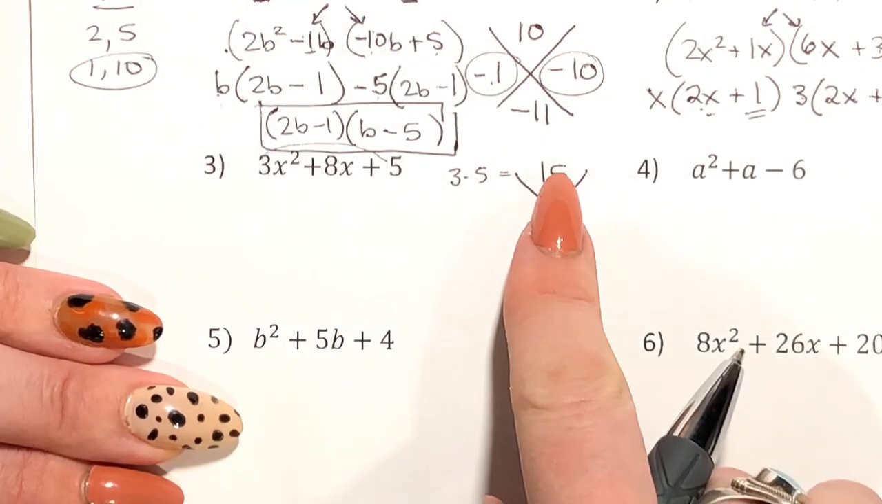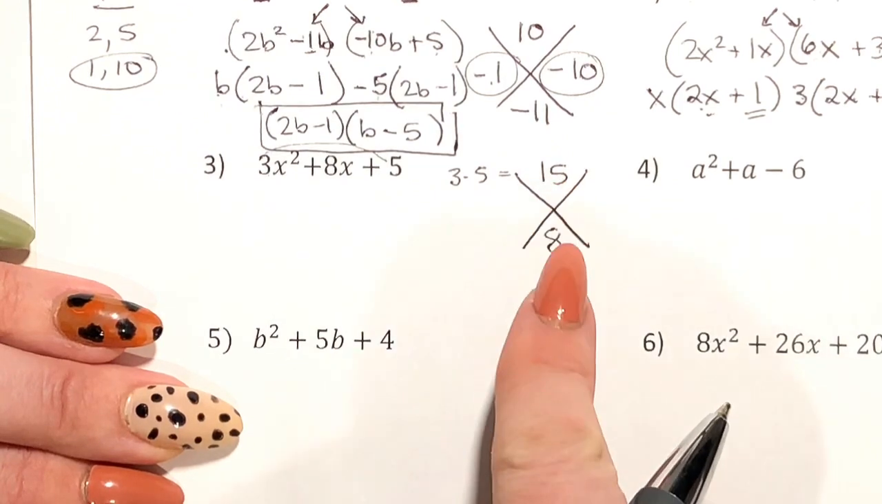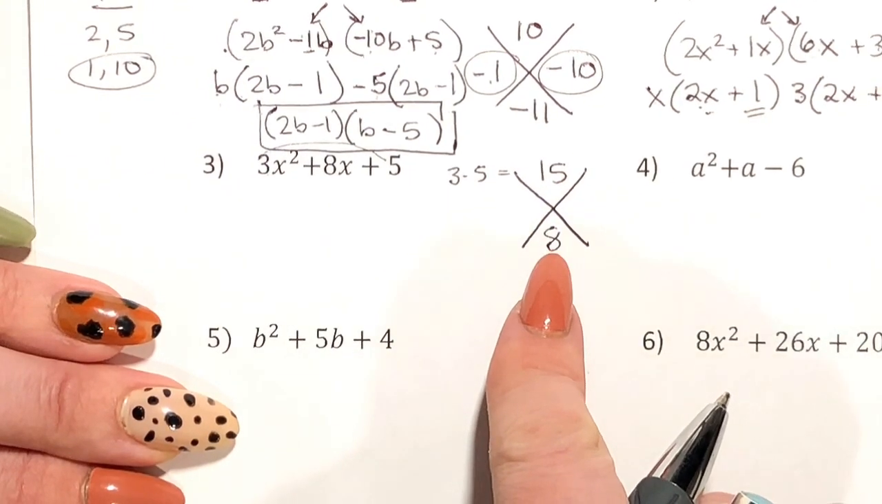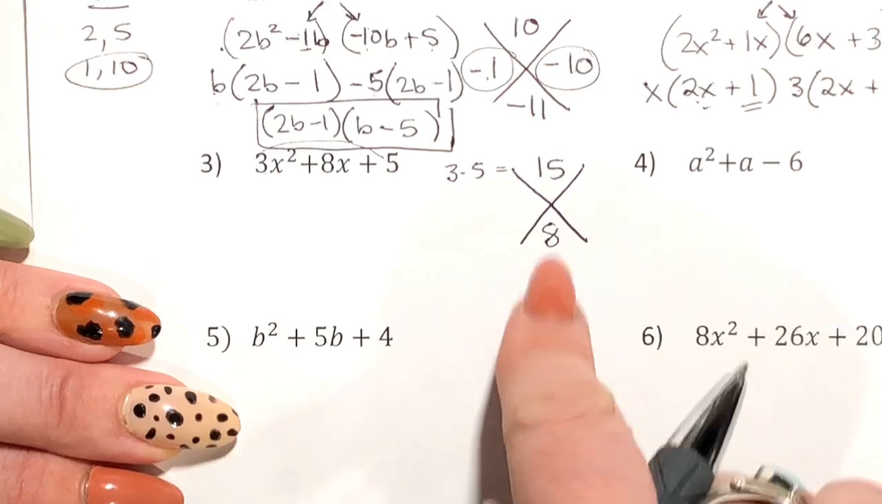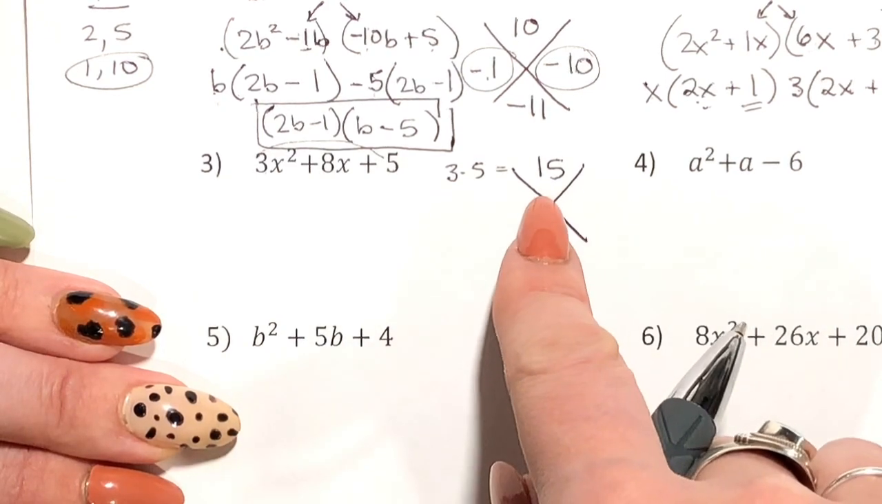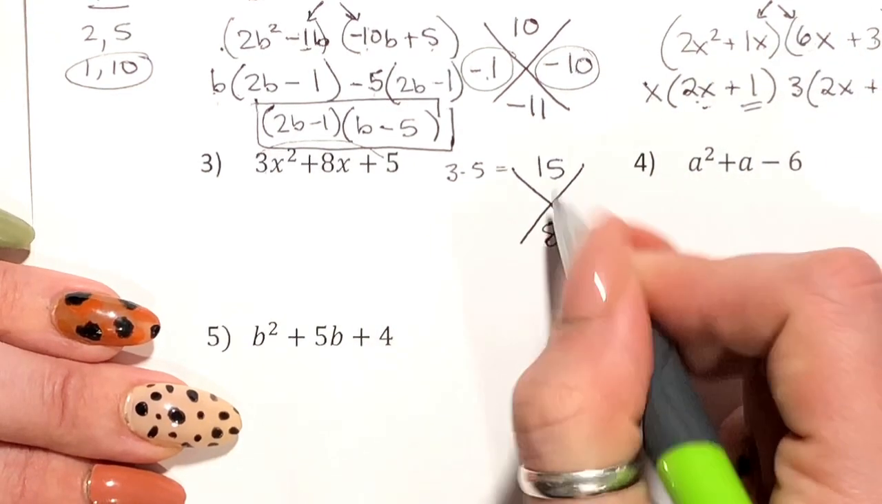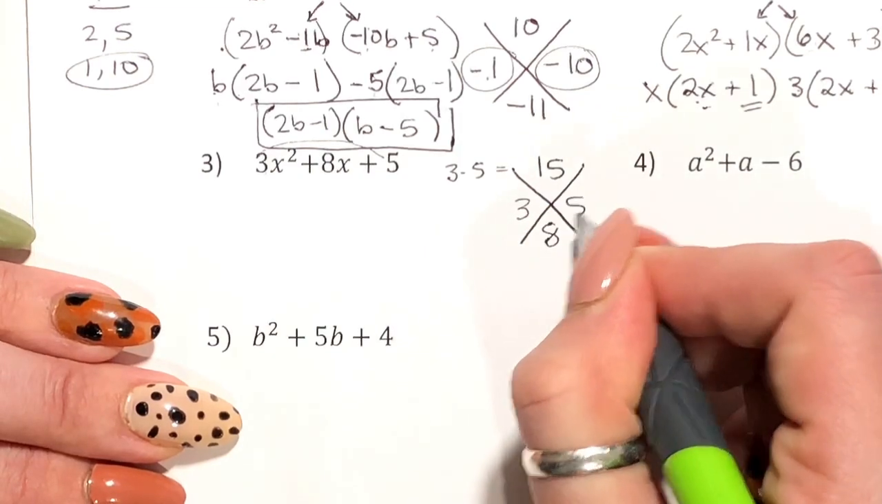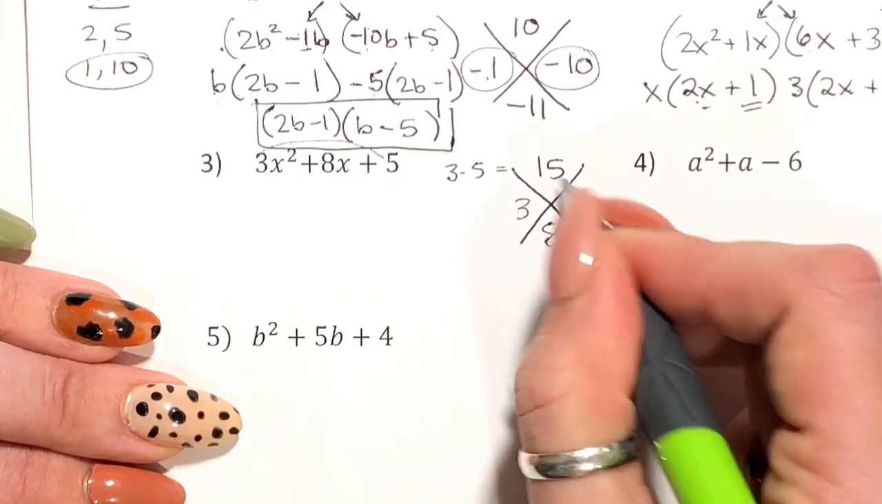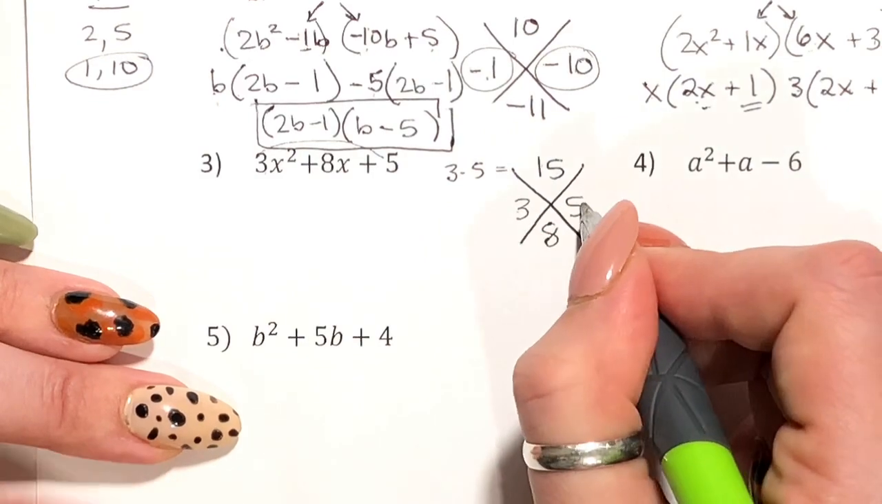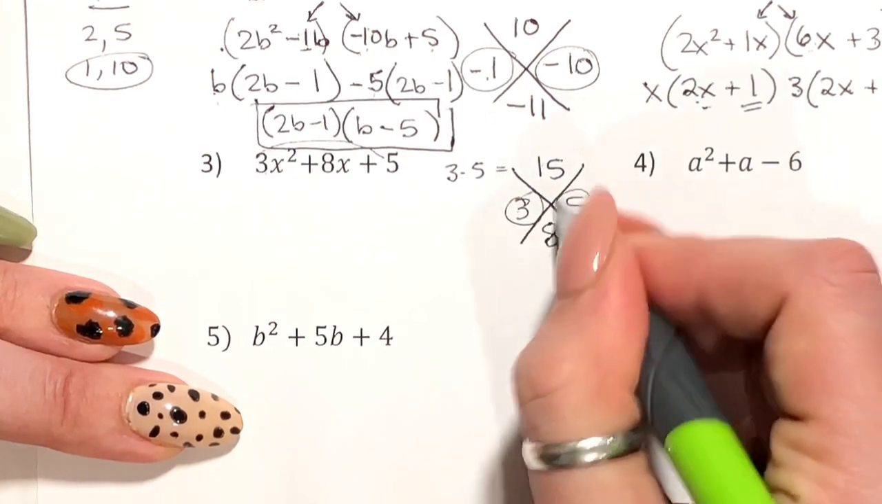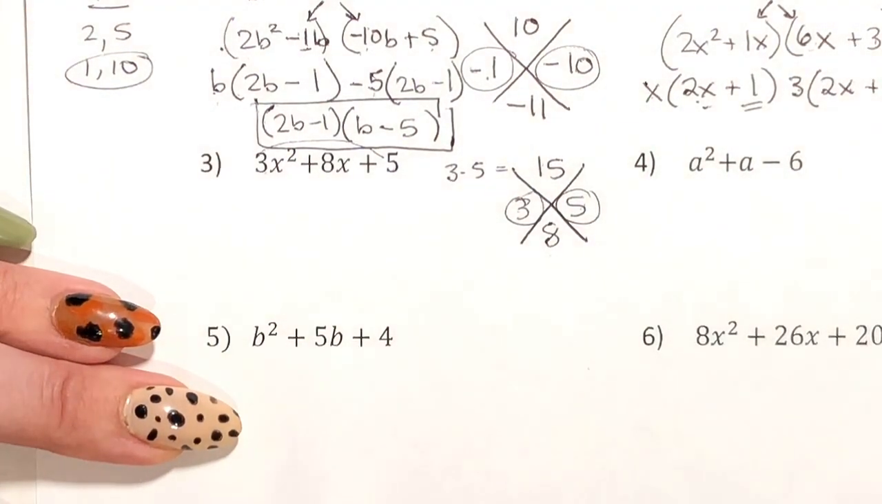So we're thinking of two numbers that multiply to be 15 but add to be 8. So our factors of 15 are 1 and 15, but that won't give us 8, or 3 and 5. Well, lucky for us, 3 plus 5 is 8. So 3 and 5 are going to go here. 3 times 5 is 15. 3 plus 5 is 8. So we're good. I always like to do that check to make sure I have the right numbers.